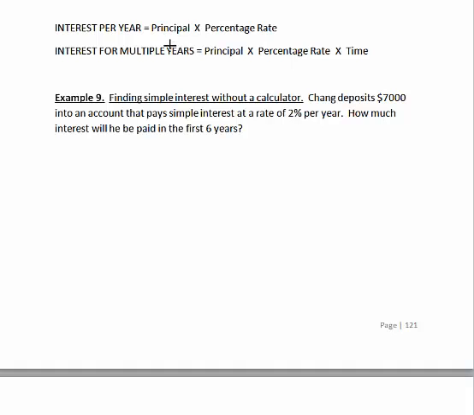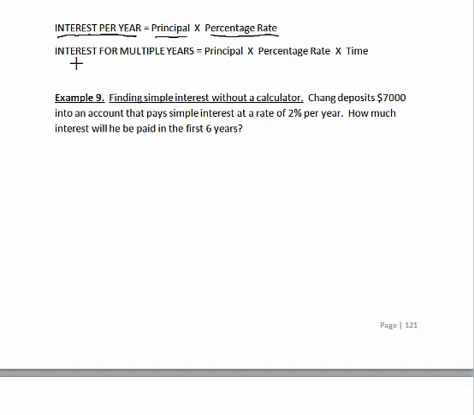Here we are in a different situation. We want to calculate the interest that a particular account pays. We see that we can calculate the interest by taking the principal and multiplying it by the percentage rate. Now I know this says percentage, but once again we're going to take our percentages and convert them to a decimal number.